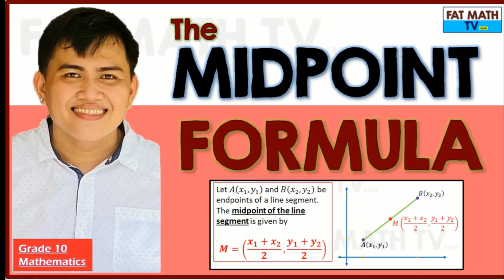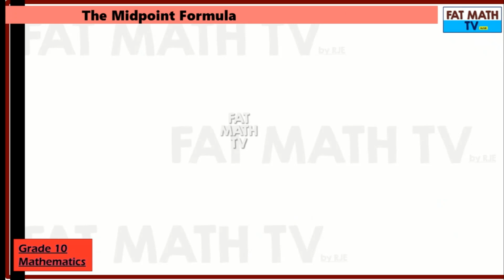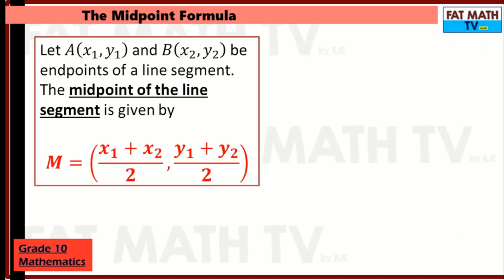The midpoint formula. For example, if we have A with coordinates x sub 1 and y sub 1, and B with coordinates x sub 2, y sub 2, and these two are endpoints of a line segment, then the midpoint of the line segment is given by M equals, for the x coordinate, x sub 1 plus x sub 2 over 2, and for the y coordinate, y sub 1 plus y sub 2 over 2.